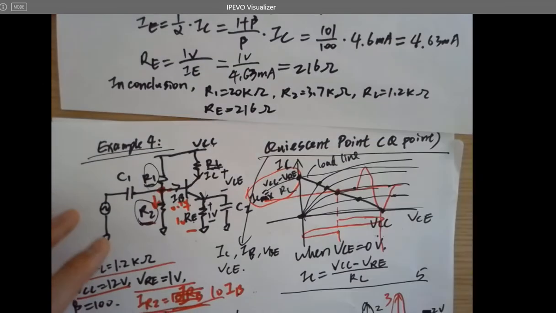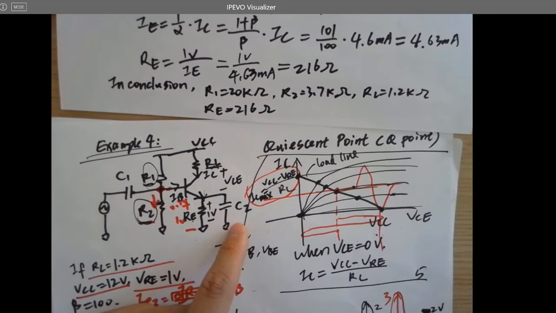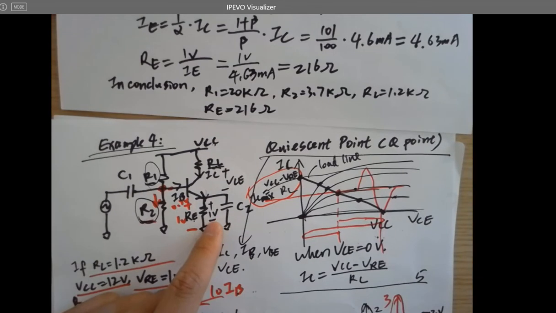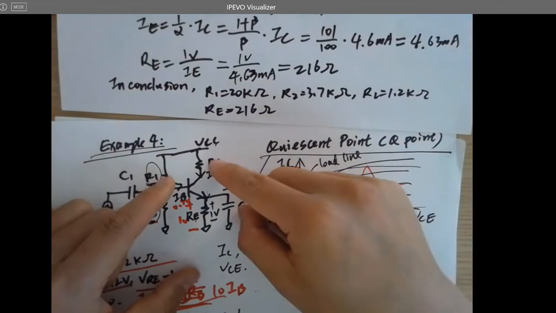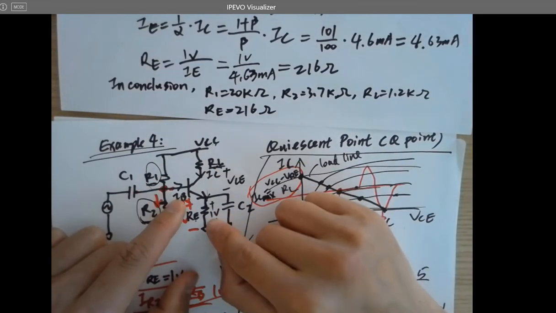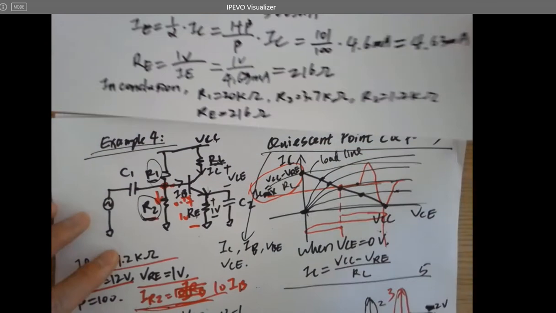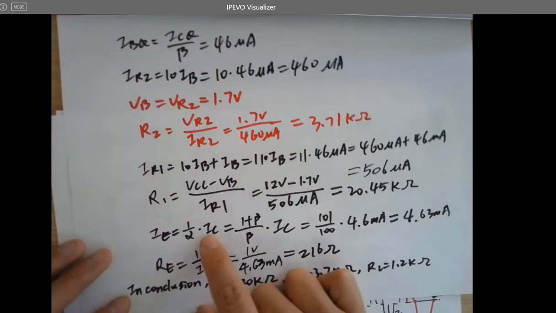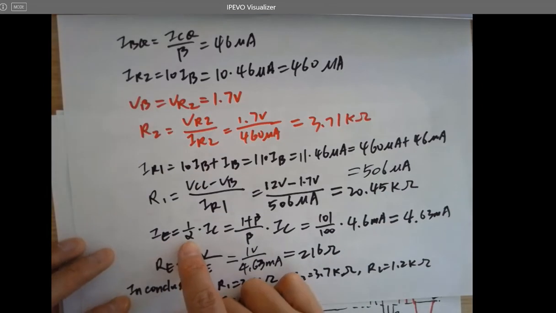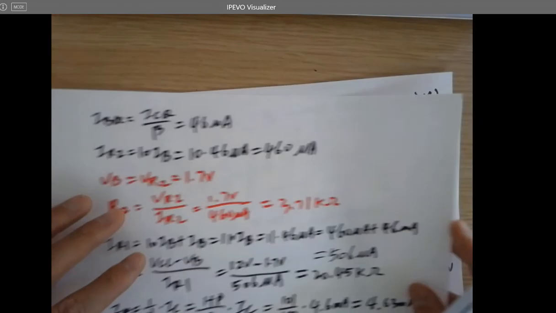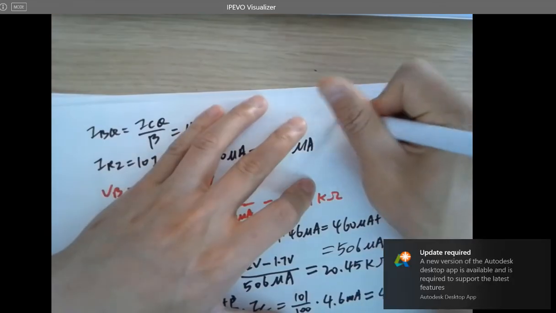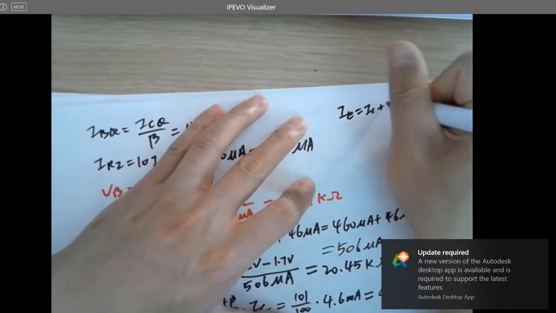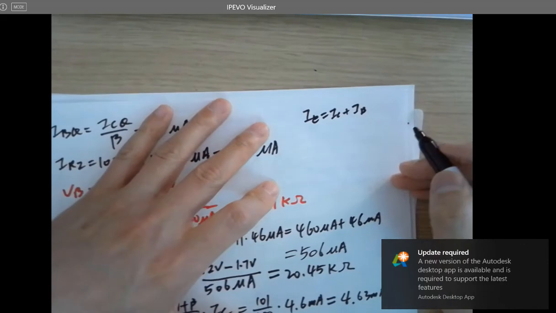Which one? Current flow through it where? Yes, IB plus IC is the same as IE. So how is this calculated? Because the original equation was IE is IC plus IB, right?